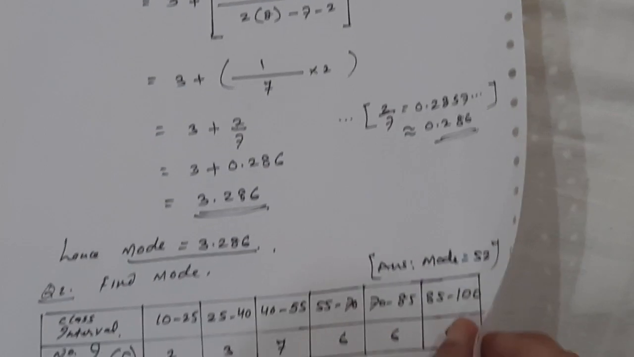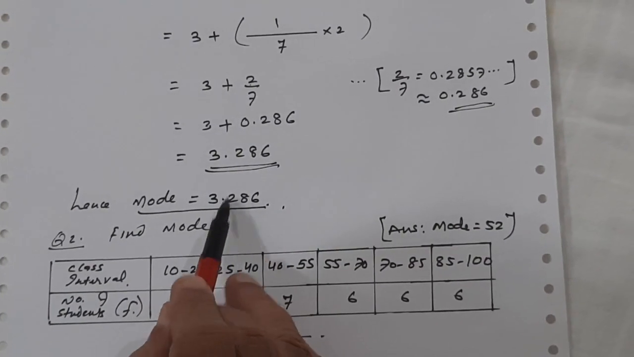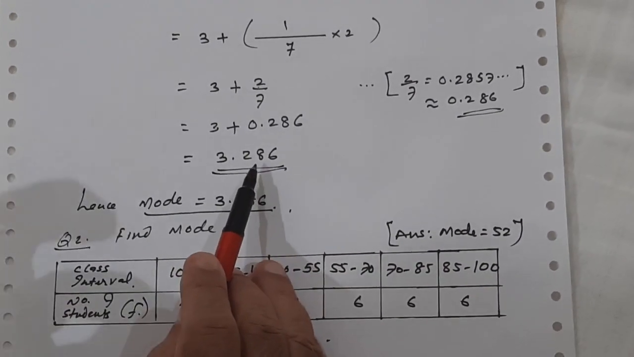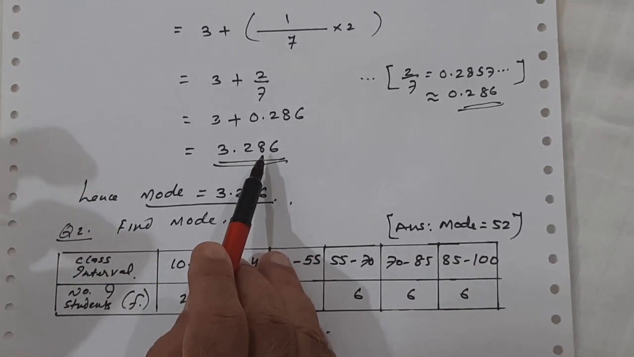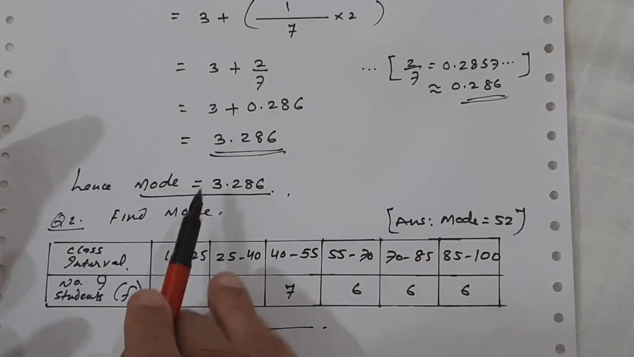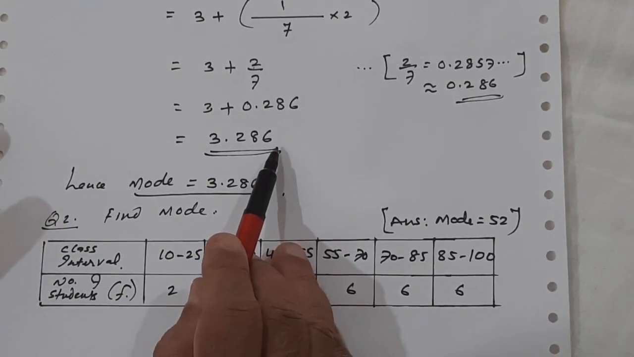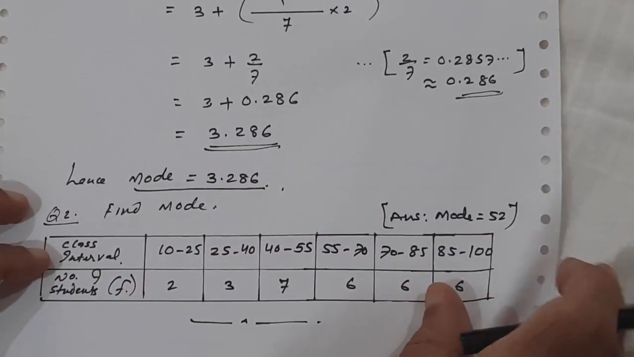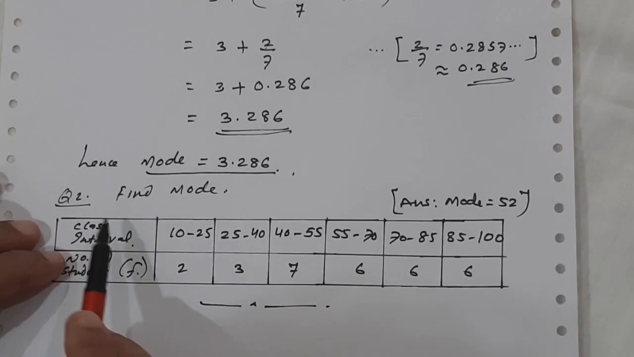Means the mode is here 3.286. So 3.286 is the size of the family members. I mean 3 point some members, and it may come in decimal. Don't worry about it. Now here I have given you the example.